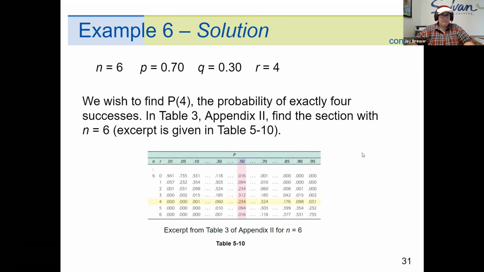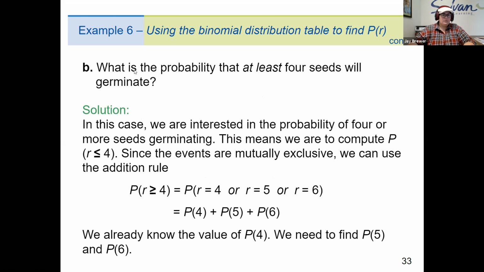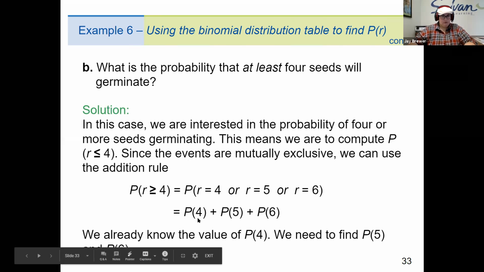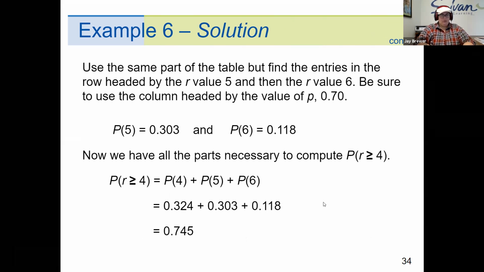Then we find the entry for the row headed P equals 0.7 and R equals 4. This entry is 0.324. So what is the probability that at least 4 seeds will germinate? Then they're going to do P of 4 plus P of 5 plus P of 6. So you get 0.745. Again, you will understand this more as you do your homework.